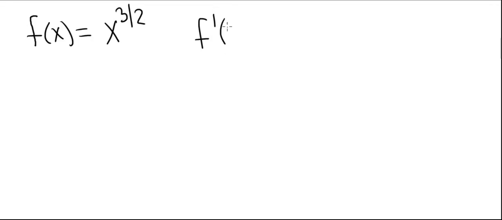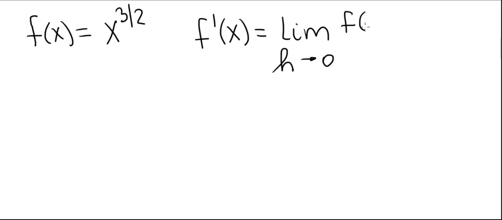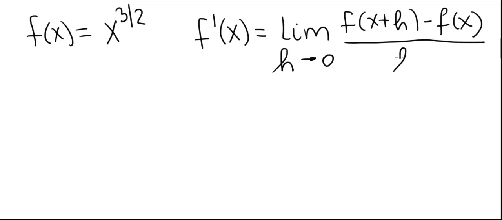We're going to use the definition of the derivative to differentiate f of x equals x to the 3/2 power. Now recall the definition of the derivative: f prime of x is defined as the limit as h approaches 0 of f of x plus h minus f of x, divided by h. We'll use a 4-step process.